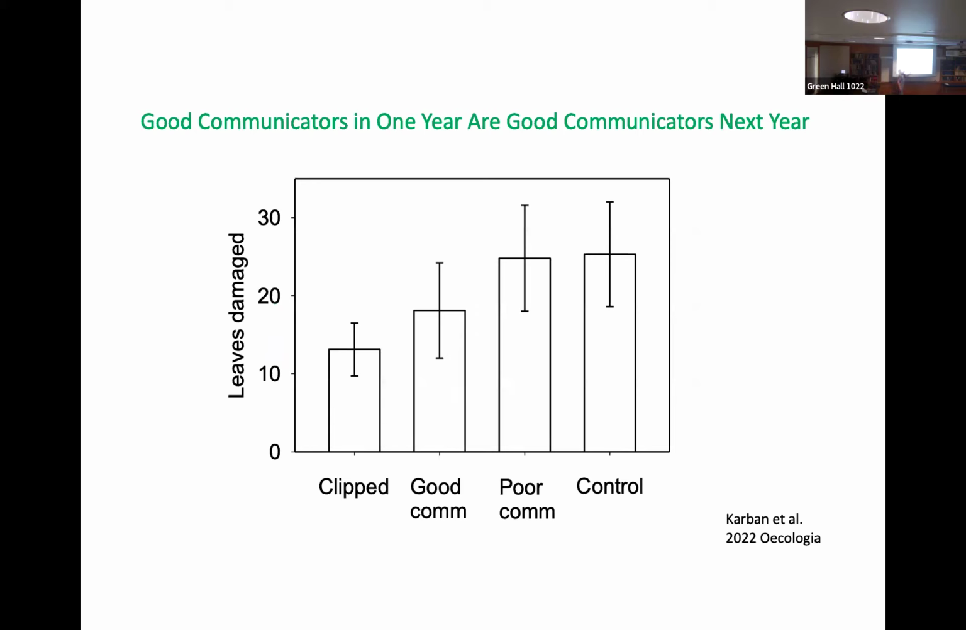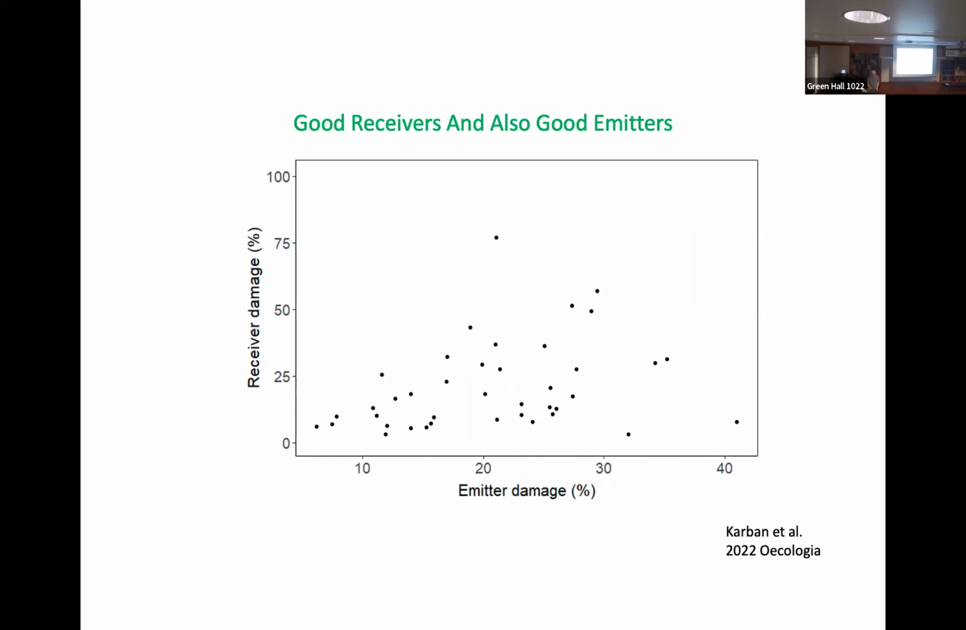Good communicators in one year are also good communicators in the next year. And those individuals that are good receivers also tend to be good emitters. So as time changes or as situations change, individuals that are good communicators remain consistent.